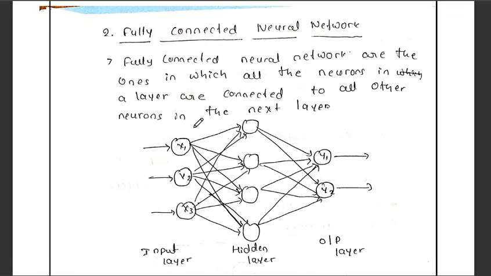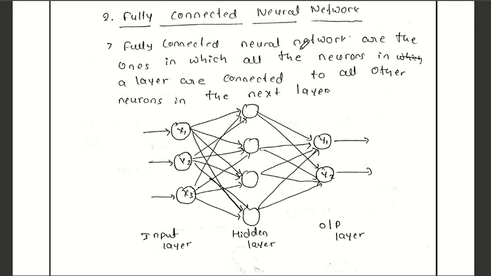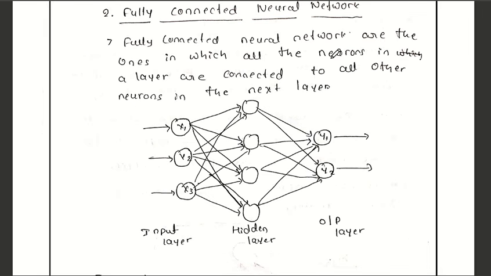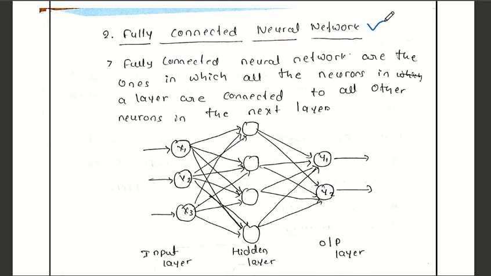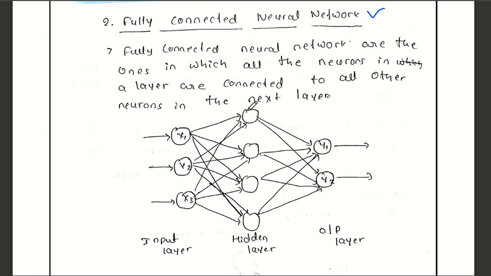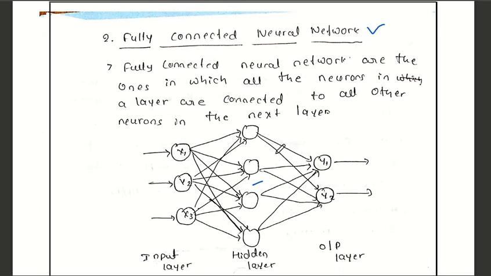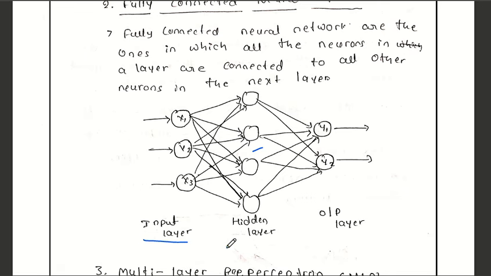Second one, fully connected neural network. Fully connected neural networks are the ones in which all the neurons in a layer are connected to all other neurons in the next layer. The title itself says that fully connected, the connection between each neuron is connected. That is the description.